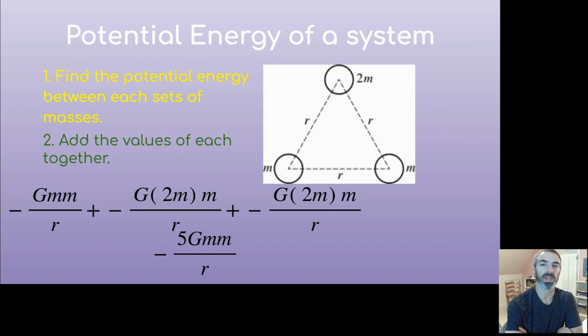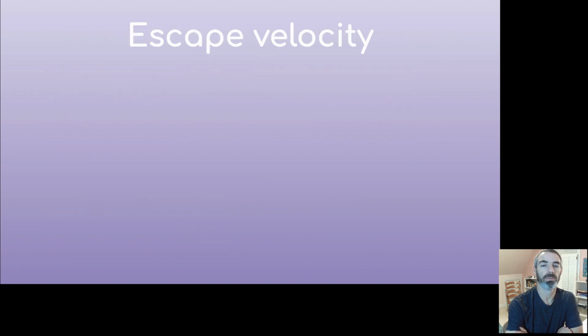So this is how you would calculate the potential energy of a system when it states that the objects are moved from an infinite distance away to the location shown. Just use the negative G m times m divided by r.